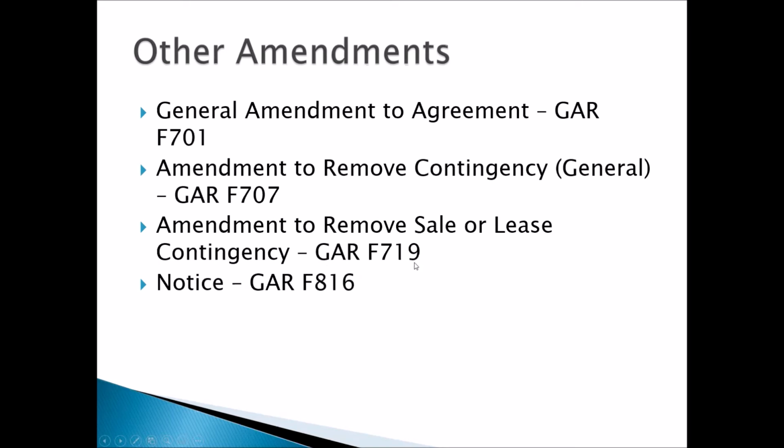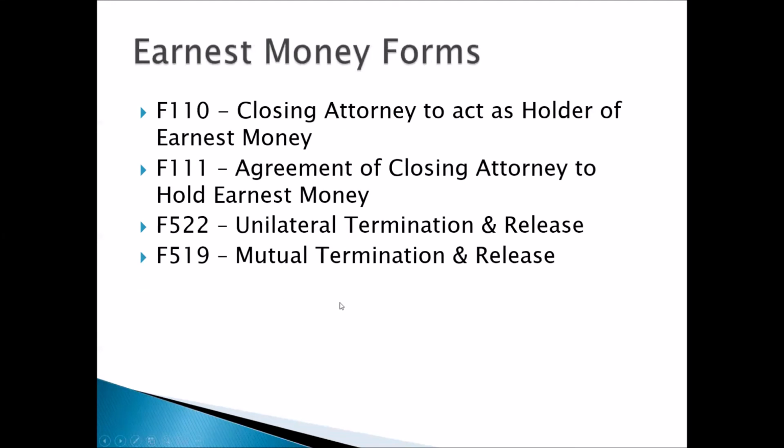It is GAR F719. And also in a lot of these contingencies, we read that the seller must send notice to the buyer. For example, in the sale or lease contingency, if the seller is going to invoke the kickout clause to buyer number 1, they have to send them notice that that's what they're doing. So you don't do it agent email to agent email. You must do it per notice, which has to be signed by the seller. So this is the form that you would use, notice, and it's GAR F816. All right.